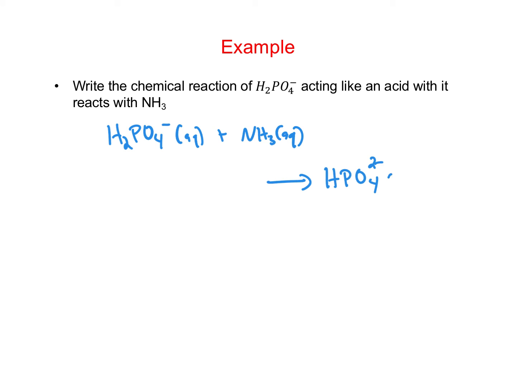And then the ammonia, the NH3, since the H2PO4 minus is acting like an acid, is going to act like a base. So it's going to accept the proton. We'll add one H and it'll become one more positive, and so then I get NH4+. All right, and so then this was the last example in this video.